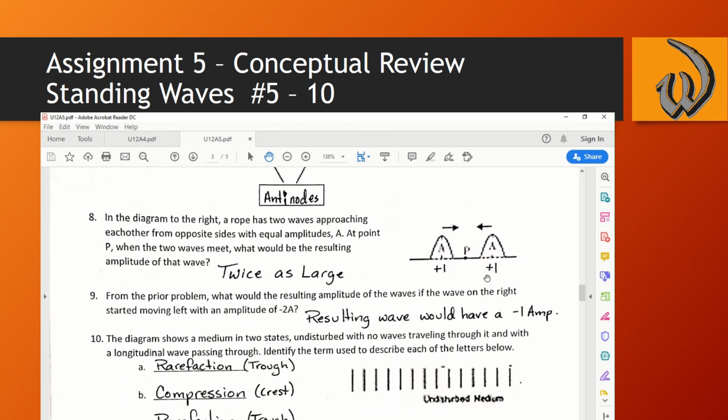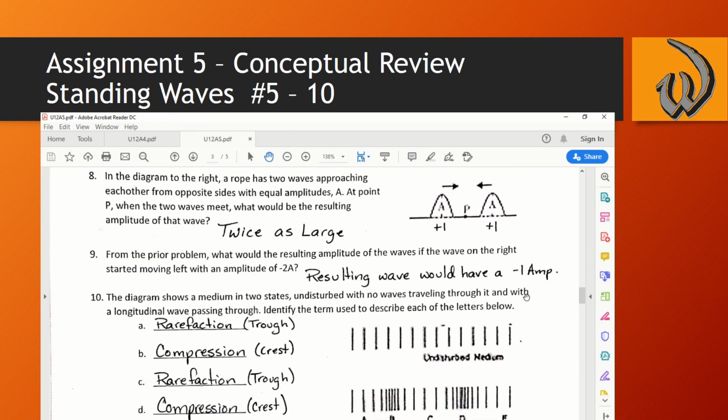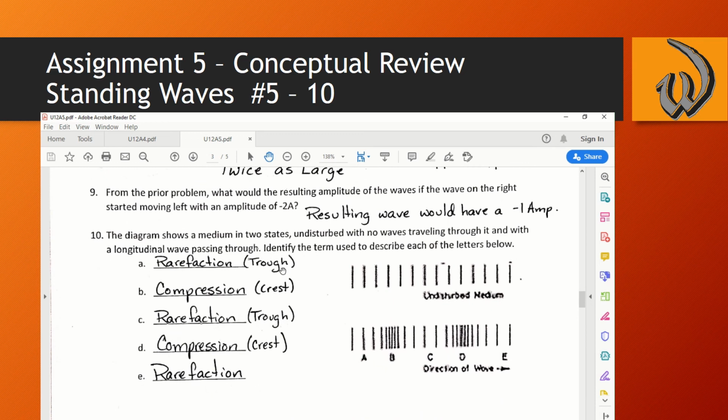Now, if it were positive 1 and negative 1, they'd cancel out perfectly. You'd have no wave at all. It would be a straight horizontal line. But if they're not the same, you'll still have destructive interference. It just won't be perfect. There will be a little bit of a smaller wave there. And then number 10 was just, do you know the parts of a longitudinal standing wave?